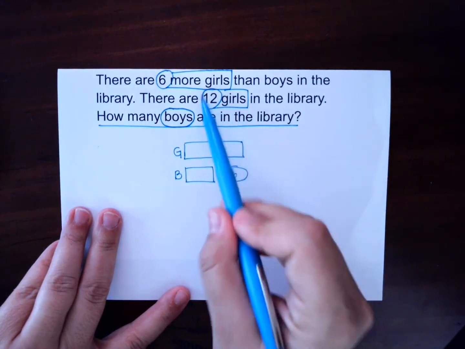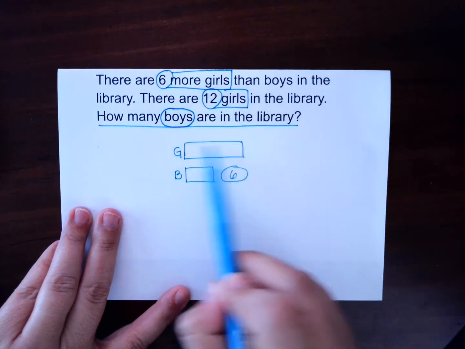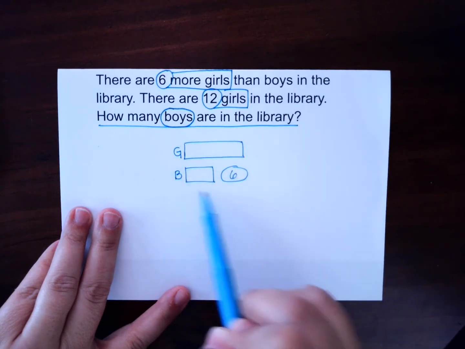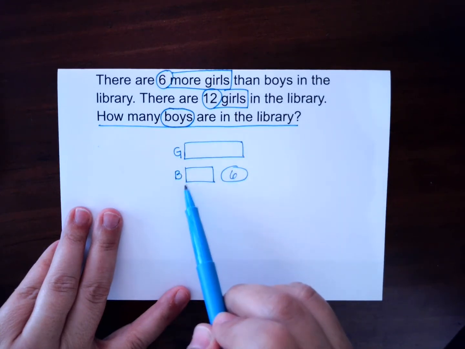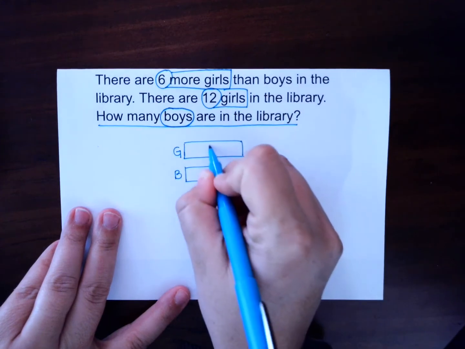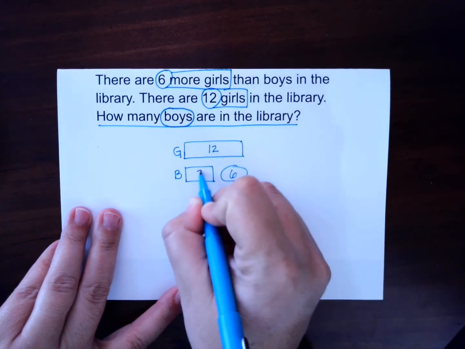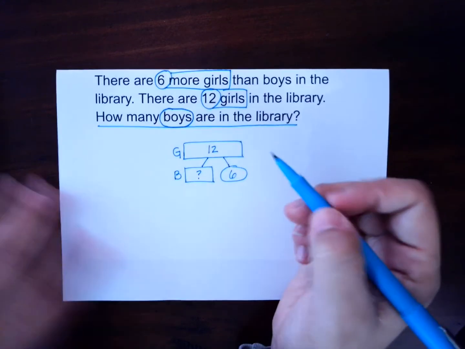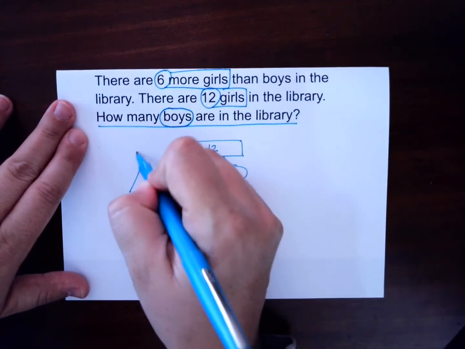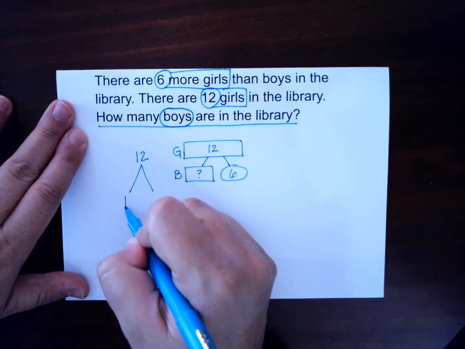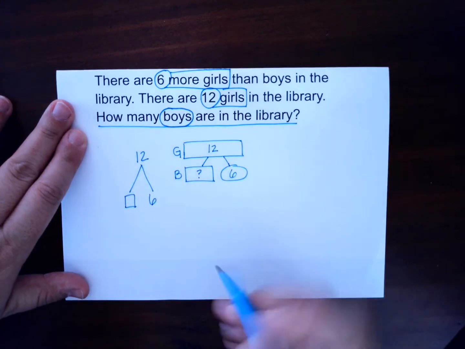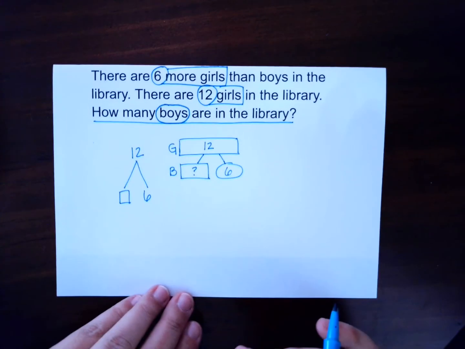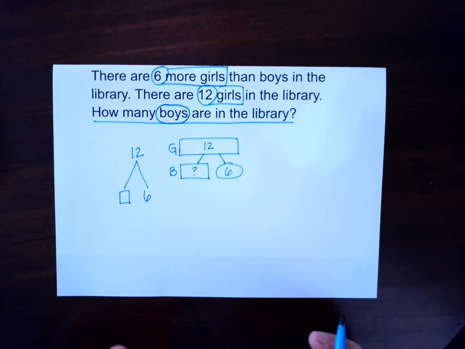And now, where does my 12 go? Is my 12 the amount of girls or the amount of boys? It is the amount of girls. So my question mark goes right there. I'm going to pretend this is a math mountain. And if I had a math mountain that was missing a number on the bottom, that means it's a partner. So I can write 2 different equations to solve this.